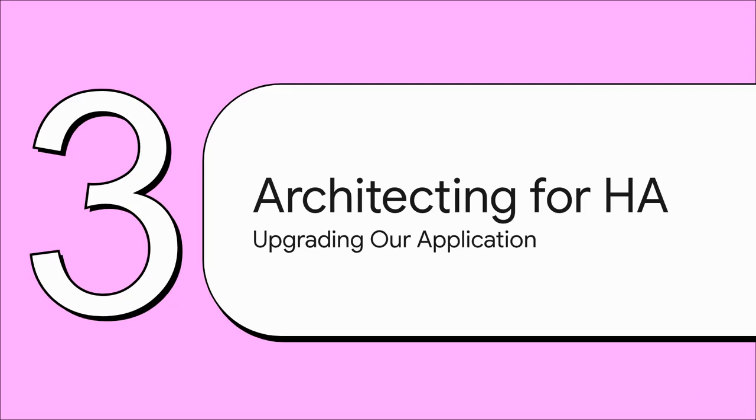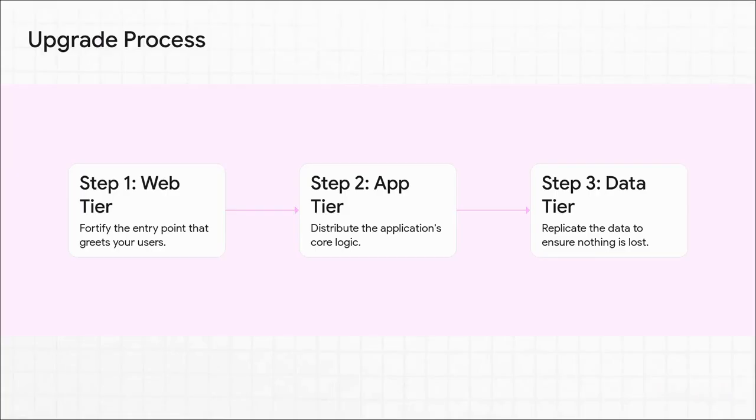So the real question is, how do we actually use all this stuff? Theory's great, but let's get our hands dirty. We're going to take a standard, kind of vulnerable multi-tier app and go through it, piece by piece, to upgrade it into something that can just shrug off a data center failure. And the plan is super straightforward. First, we secure the front door, the web tier where users come in. Then, we make the brains of the operation, the app tier, redundant. And finally, we protect the heart of it all, the data tier, so nothing ever gets lost.